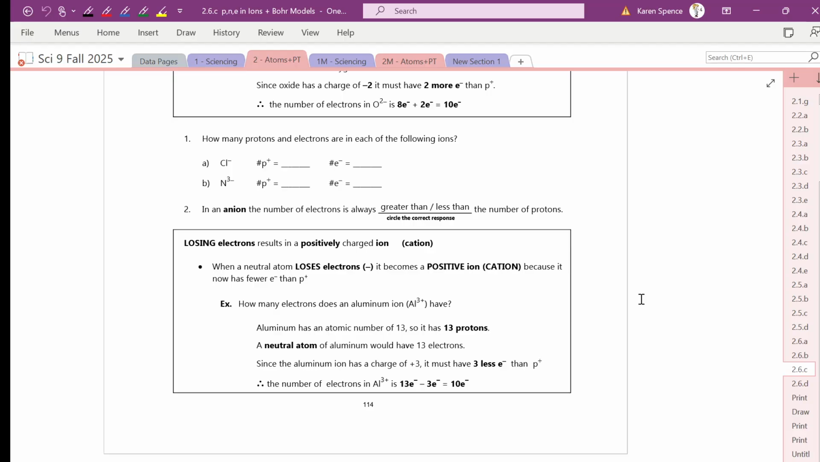I would like to have a quiz on Thursday on Bohr models and isotope notation. Or I can break it in half. We can do Bohr models on Thursday and isotope notation on Friday. Break it in half? Okay. Bohr model quiz Thursday.